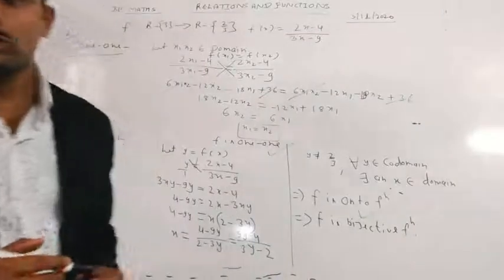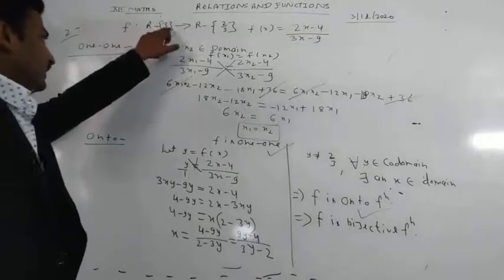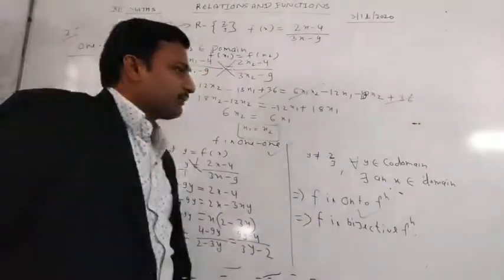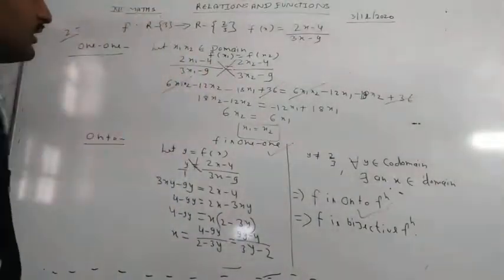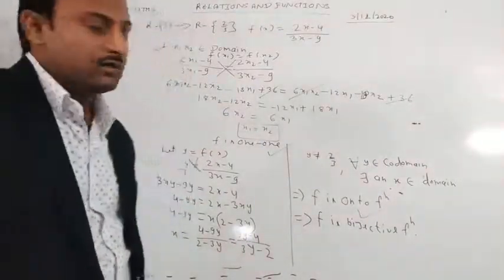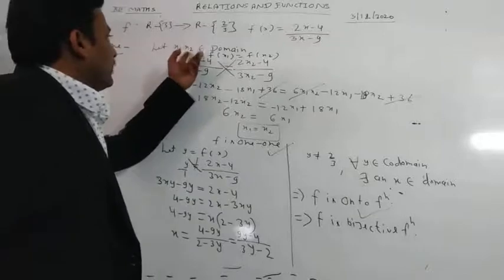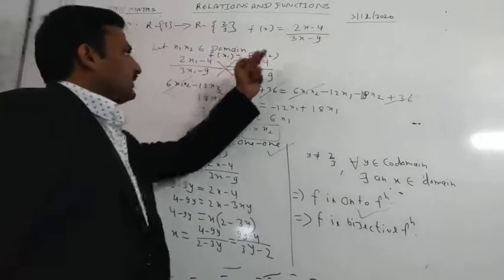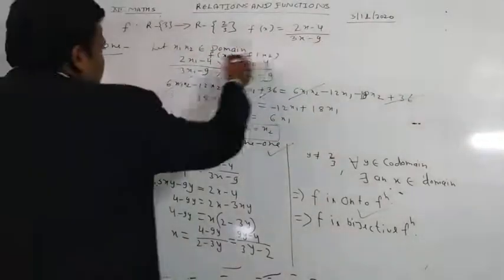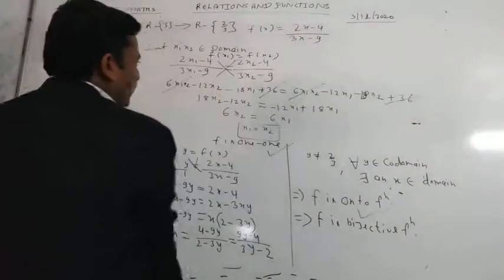This is what we have to show in this question: a function from R minus {3} to R minus {2/3} defined by f(x) equal to (2x minus 4) by (3x minus 9), show that the function is bijective. So for proving bijectivity, we check that it is one-one and onto. When checking one-one, we take two elements of the domain with f(x1) equal to f(x2), where x1 and x2 are elements of the domain. So (2x1 minus 4) by (3x1 minus 9) equals (2x2 minus 4) by (3x2 minus 9).